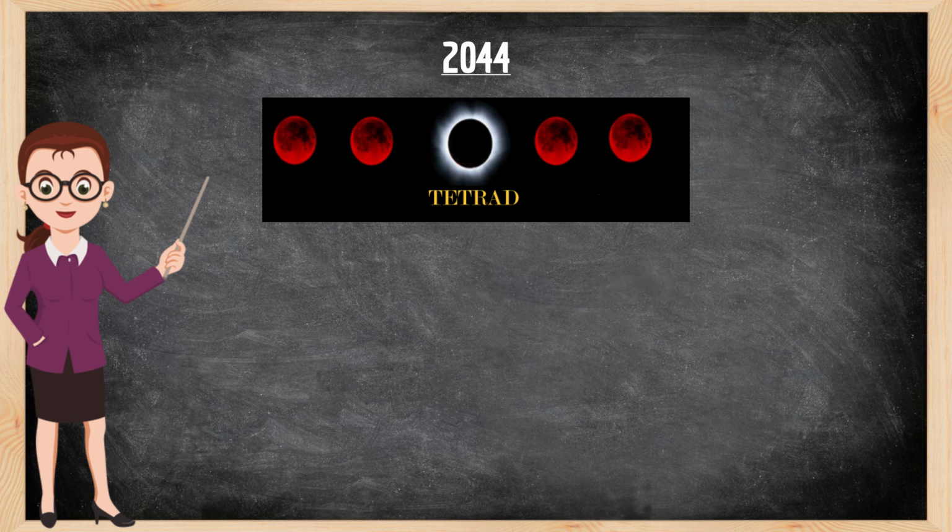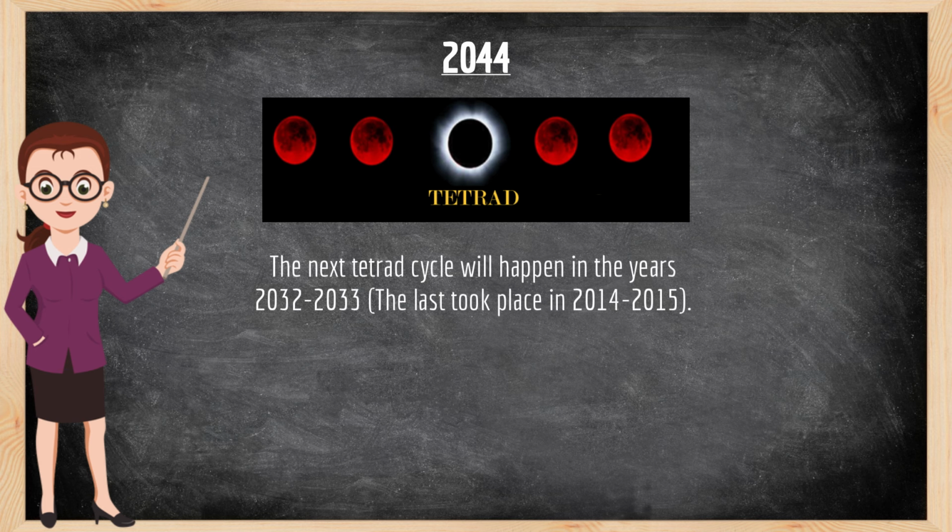Because of the Jewish use of the moon, many tetrad alignments, many of these blood moons, happen to coincide with Jewish religious observances. So this next tetrad cycle will happen in the years 2032 and 2033. The last cycle took place in 2014 and 2015, which we talk a lot about this 2015 event in many of our studies.